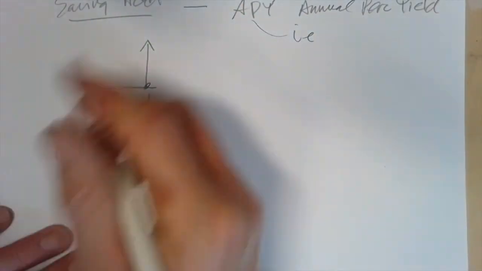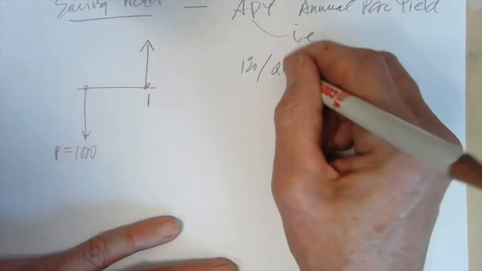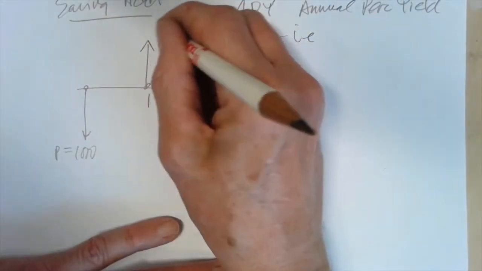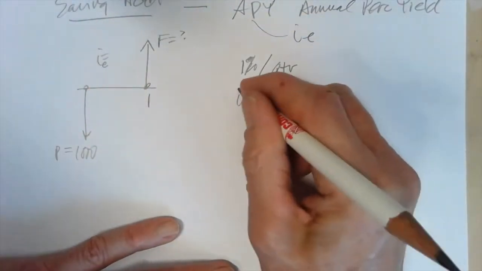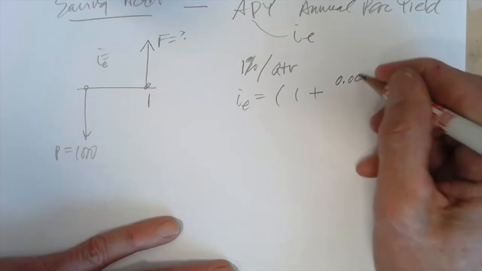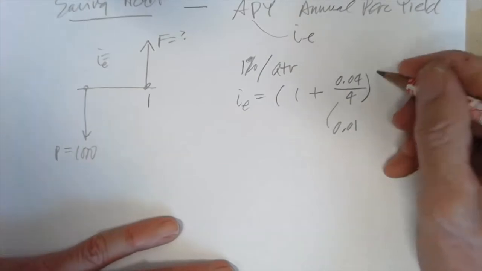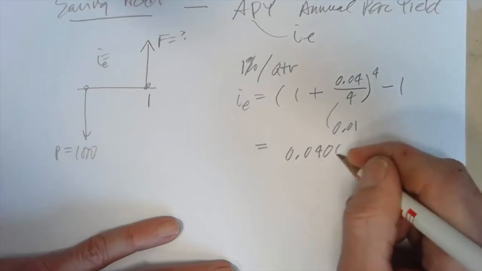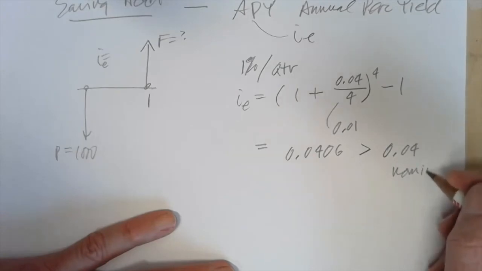And let's say the financial institution is going to tell you you get 1% per quarter. That is your interest rate. Now we don't know what i is. This is going to be the effective rate. So the effective rate is going to be 1 plus, if you get 1% a quarter, which is 4% a year, divided by 4 quarters, which is really just 1% a quarter, to the 4th power minus 1. What that is equal to is 0.0406. Notice that it is greater than 0.04. This 0.04 is the nominal.